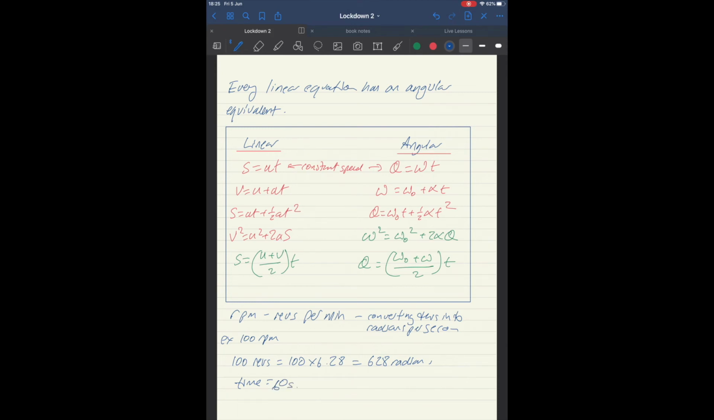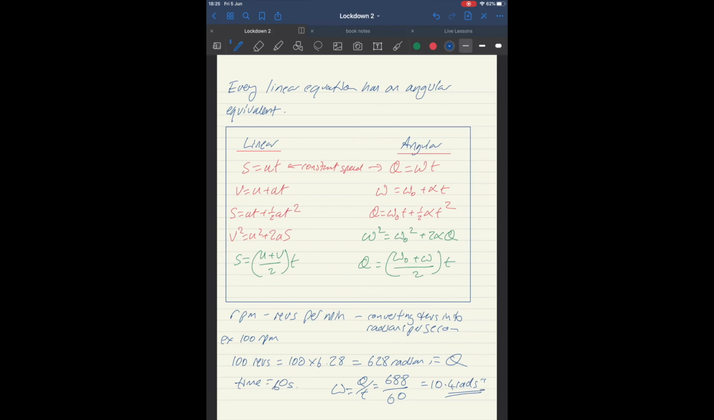So you've got the total distance, theta, and you've got the time, so you can say omega equals theta over t, equals 628 over 60, equals 10.4 radians per second. And that's the unit abbreviation of radians per second. There's a couple of questions that involve you changing that over.